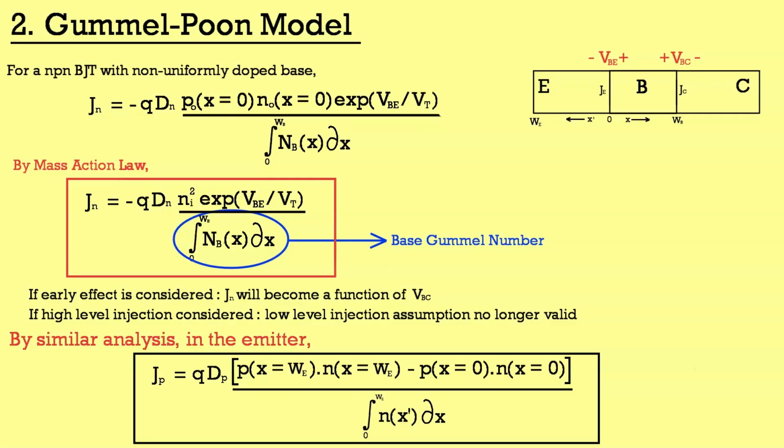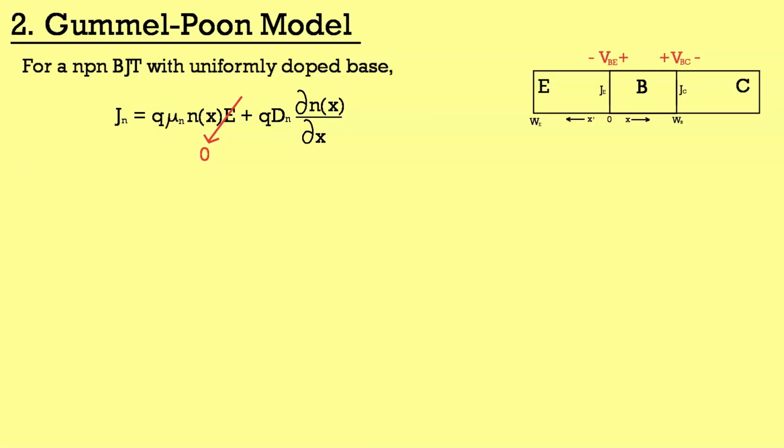By similar analysis in the emitter, we can find the minority carrier hole current density. In this case, the denominator is referred to as the emitter Gummel number. We can do the same analysis for a uniformly doped base.